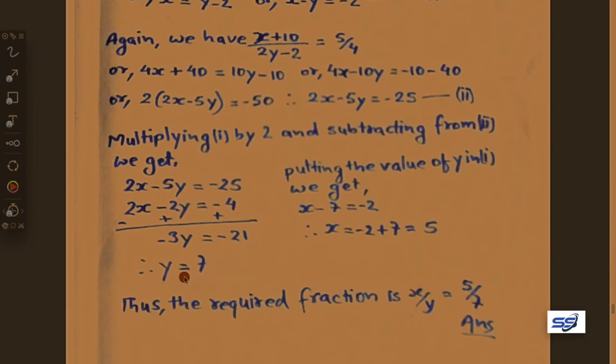Now putting the values of x and y in our original fraction, the required fraction. Our required fraction is x upon y. We assumed in the beginning, let the required fraction be x upon y. Same thing comes here. Required fraction is x upon y equal to, now x is replaced with the value of x. Value of x is 5.